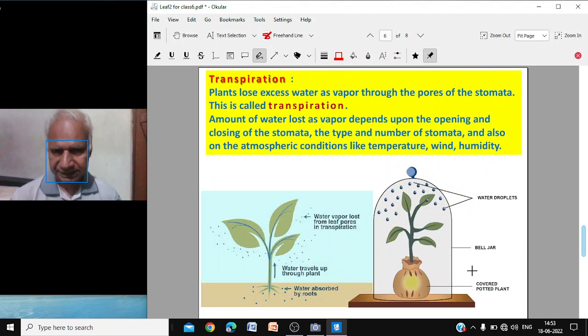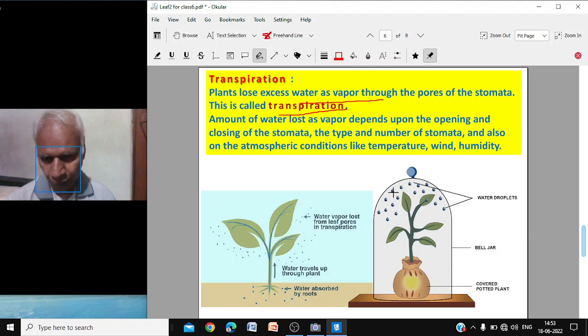Next, after respiration and photosynthesis, we have transpiration. Plants lose excess water as vapor through the pores of the stomata called transpiration. Here you can see a potted plant covered with a bell jar. The plant gives out water vapor and the water vapor is condensed on the inside of the glass surface.